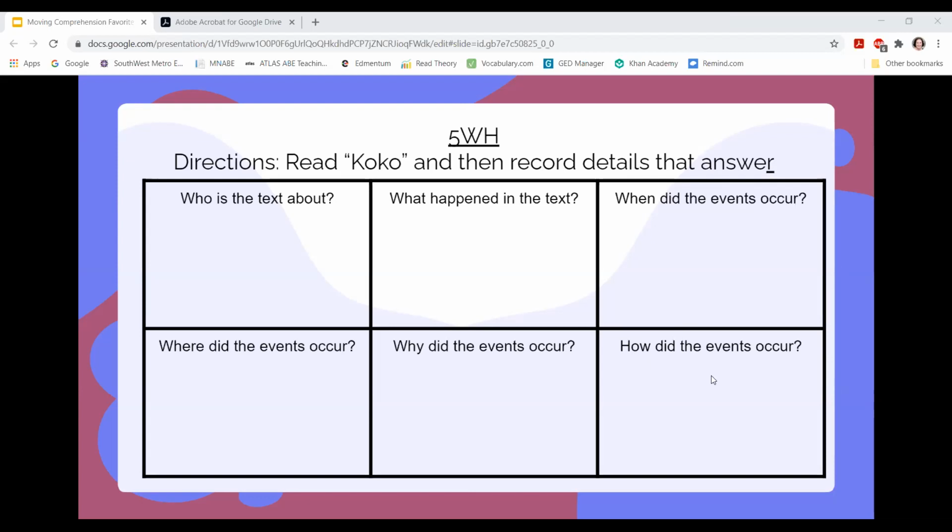So again, I'm just checking my time here. I'm going to give you about 5 minutes. I know you probably won't complete the entire graphic organizer in 5 minutes, but I'll give you about 5 minutes to refer back to the text, and on a piece of paper at home, go ahead and jot down these questions and jot down some details.